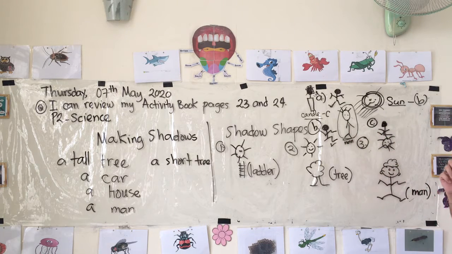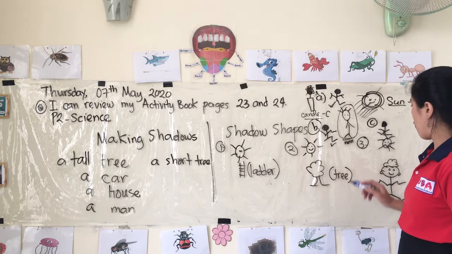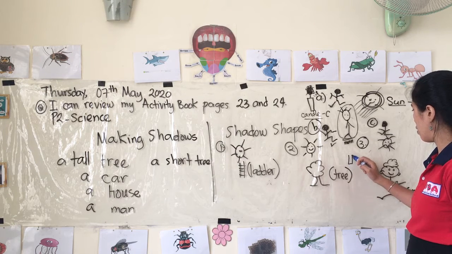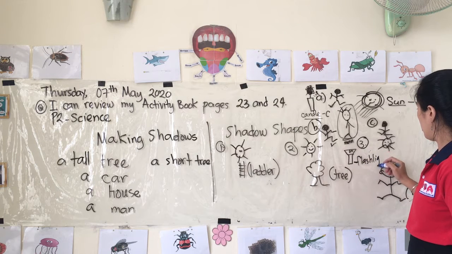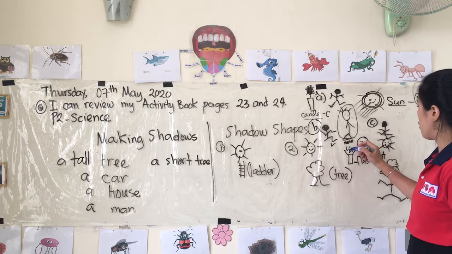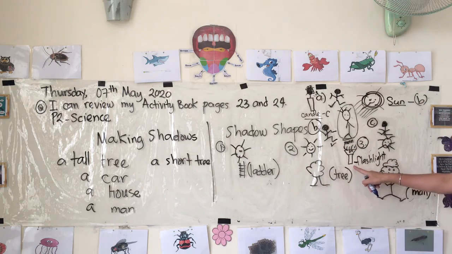Okay, last one. I'm going to draw another source of light. And my source of light this time will be, there's so many, right? There's so many sources of light. So this time I'm going to use a flashlight. So the flashlight is here. How to make a flashlight like this? This is my flashlight. Okay. So the source of light that I'm using is a flashlight.